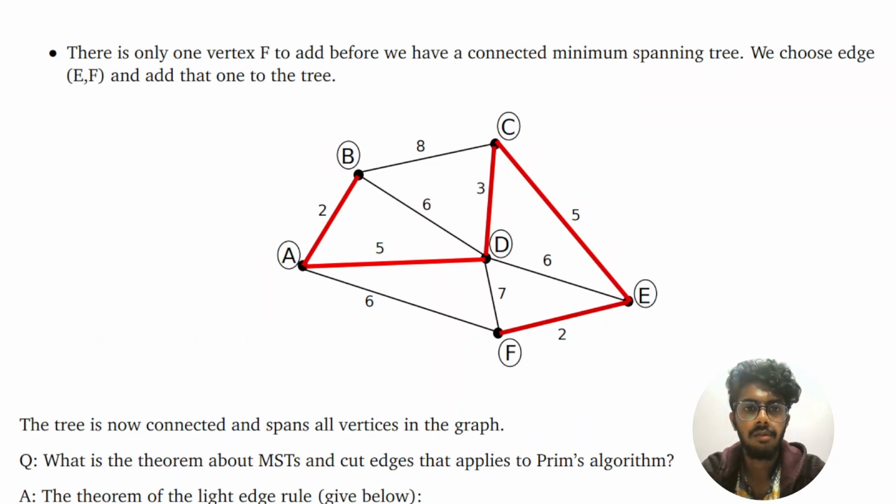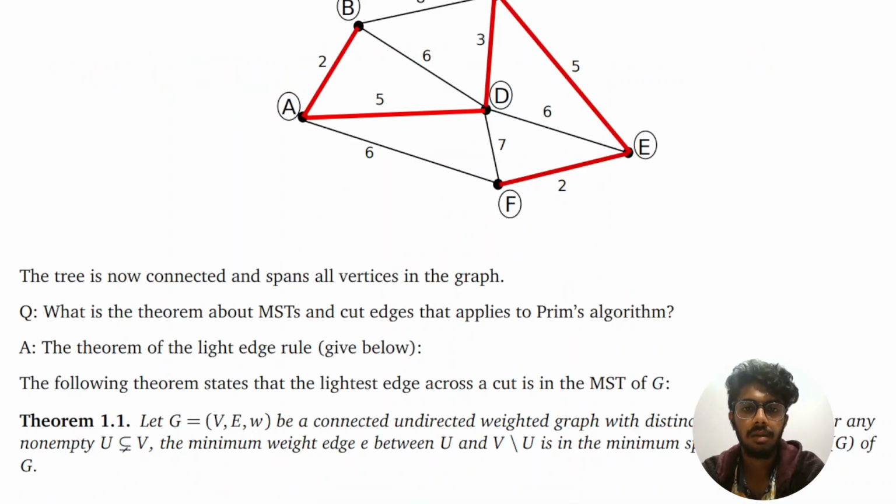There is only one vertex, F, to add before we have a connected minimum spanning tree. We choose edge EF and add that one to the tree. The tree is now connected and spans all vertices in the graph.